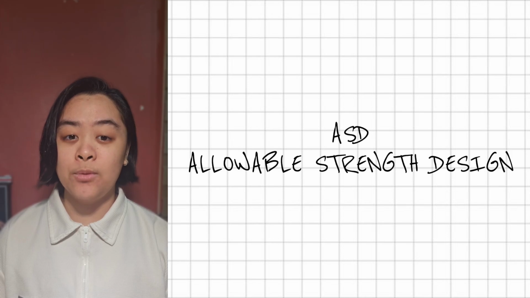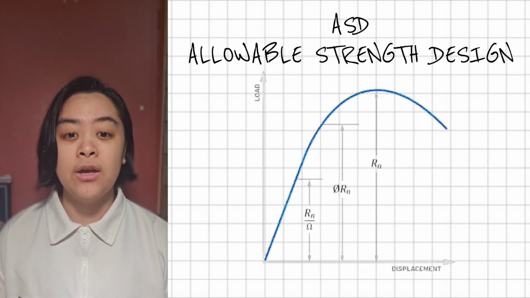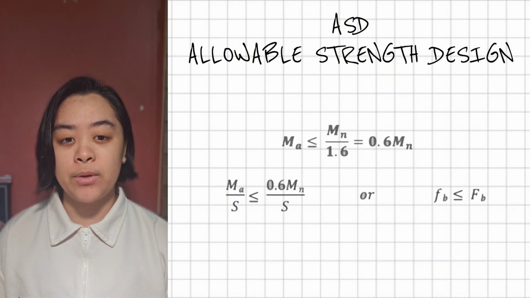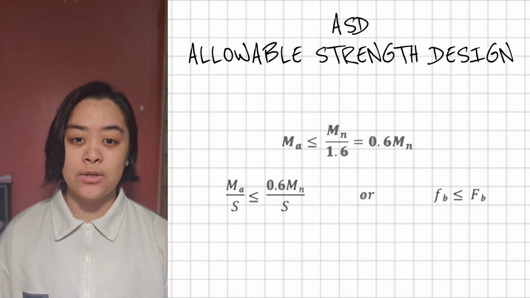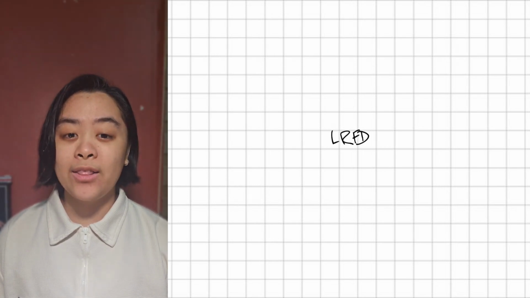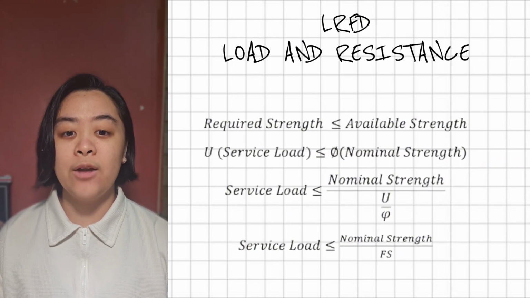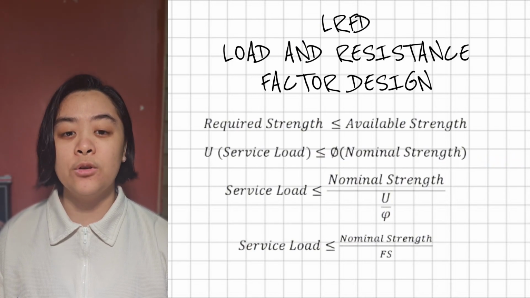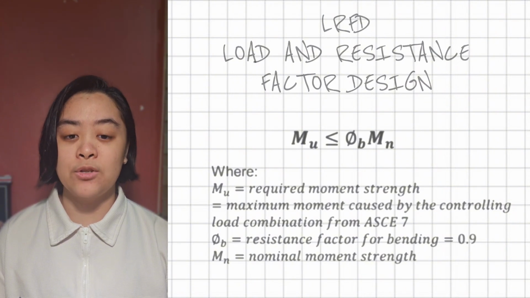ASD stands for Allowable Stress Design, in which it limits stress to a fraction of yield strength, using this formula: applied moment is greater or equal to nominal moment over 1.6, equals 0.6. While LRFD is Load and Resistance Factor Design, that is, it factors load and resistance to ensure safety under conditions, with a formula of maximum moment is greater or equal to the resistance factor multiplied by the nominal strength.